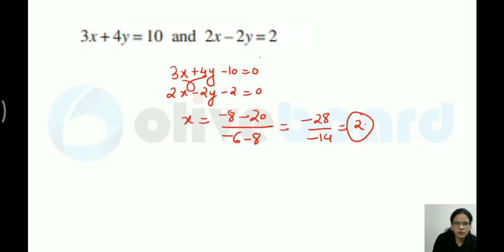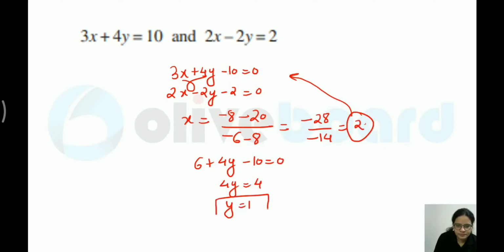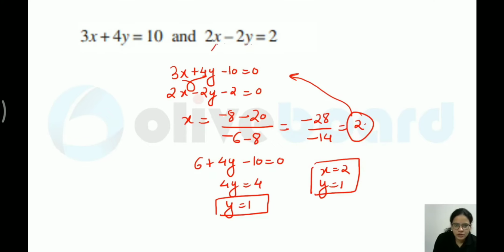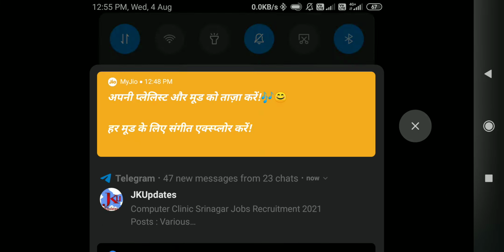If you are getting 2, just substitute it in the first equation. So what will I get? 3 2s are 6 plus 4y minus 10 is equal to 0. So 4y is equal to 4, y is equal to 1. So what is your solution? x is equal to 2 and y is equal to 1. This would be my solution. You can check it here as well. 2 2s are 4 and 2 into 1. So you are getting 2 value. I think it is clear.